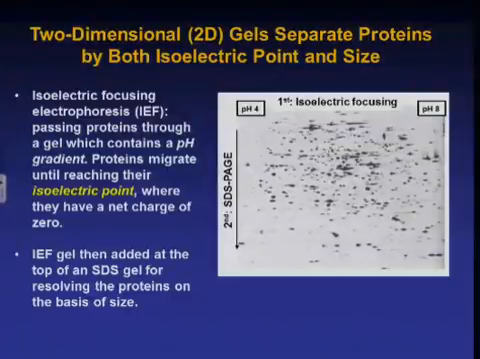You can look in the notes here, but basically the way this is done is you separate them first by isoelectric focusing, and then you take that gel, stack it on a normal SDS gel, and separate it by size.